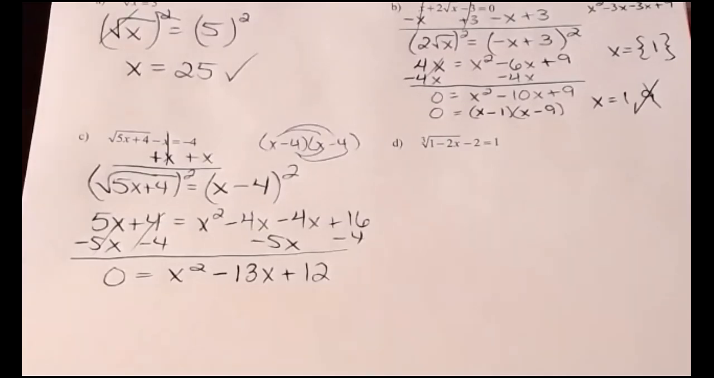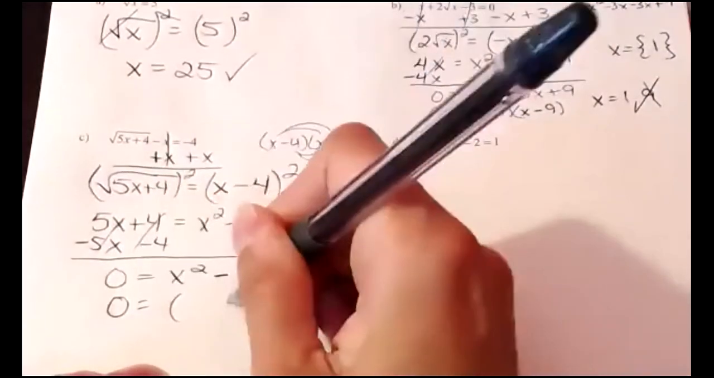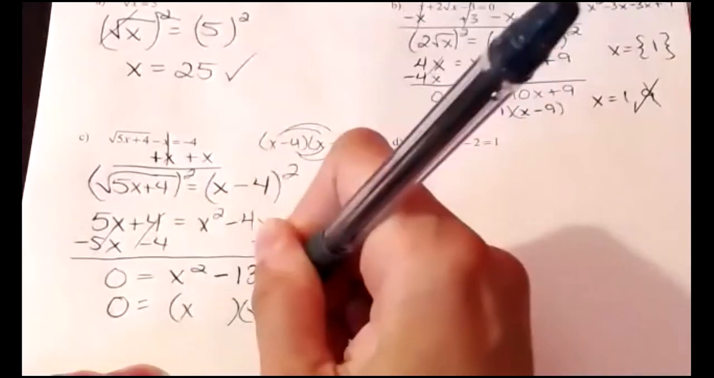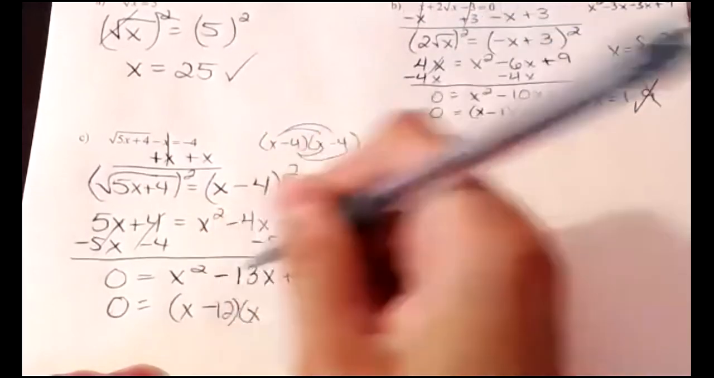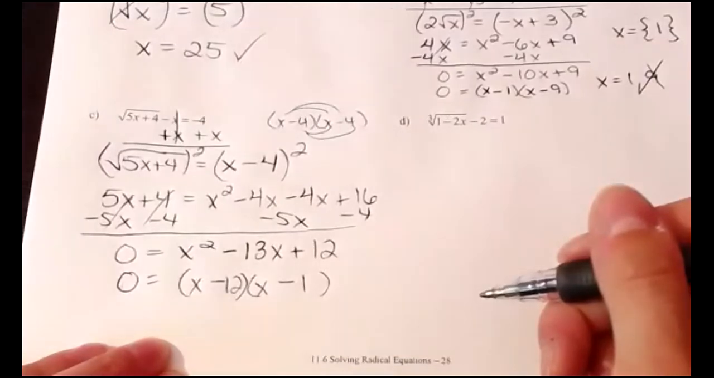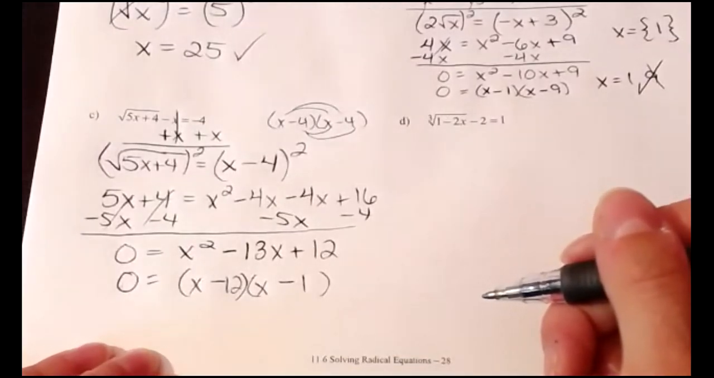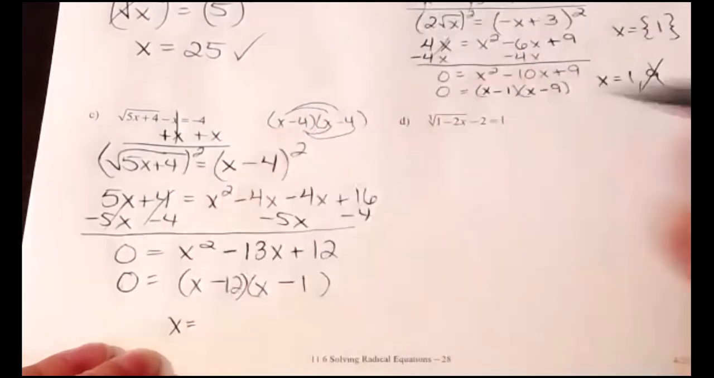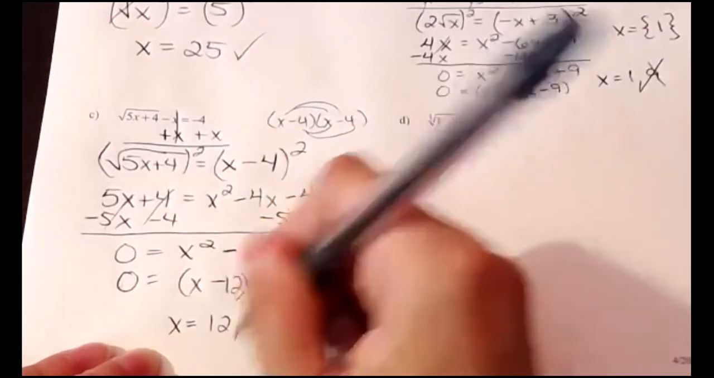Do you want me to finish it at this point? Sure. Okay. So then we'll have x and x, and our factors are going to be 12 and 1, both negative. Good. So then our answers will be positive 12 and positive 1.